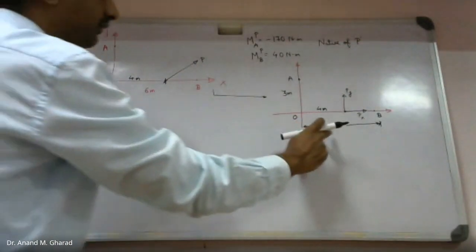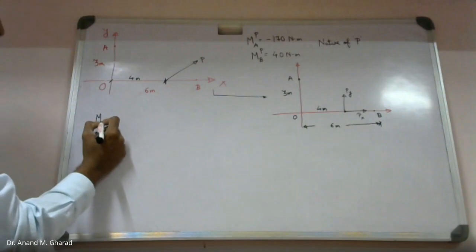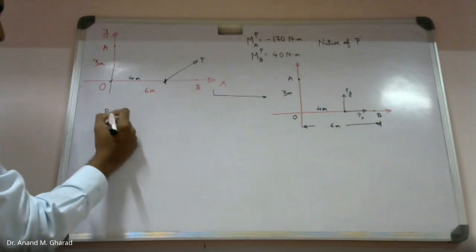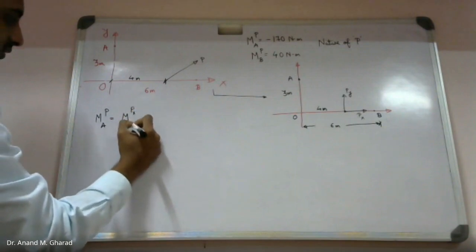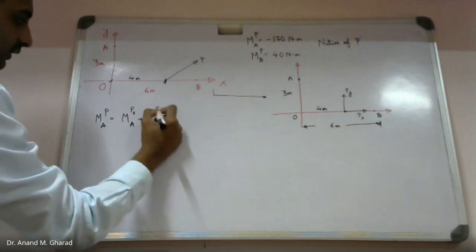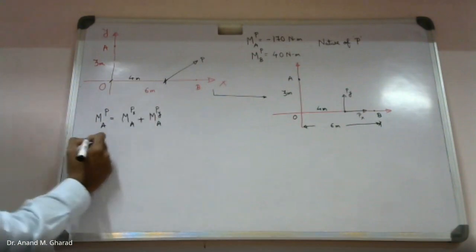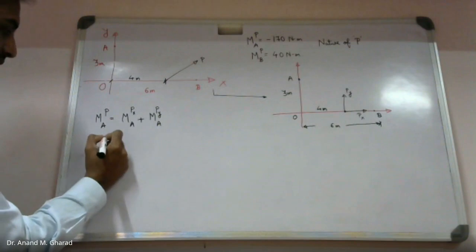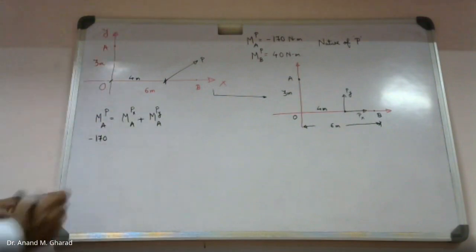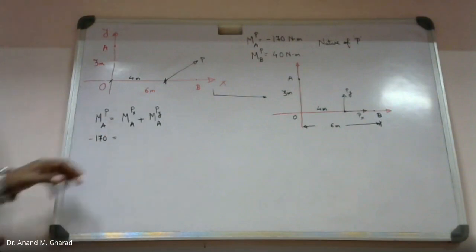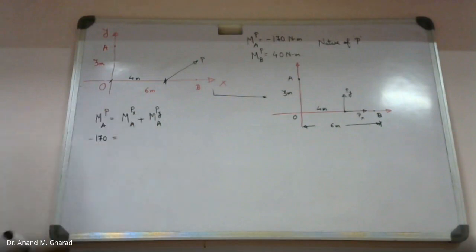Why, if you apply Varignon's principle, what will be the equation? Let's say moment about point A due to P equals Px, Py. Am I correct? And then you substitute the proper value, that is moment about point A due to P is given as minus 170 Newton meter. Now you express these two terms in equation form.